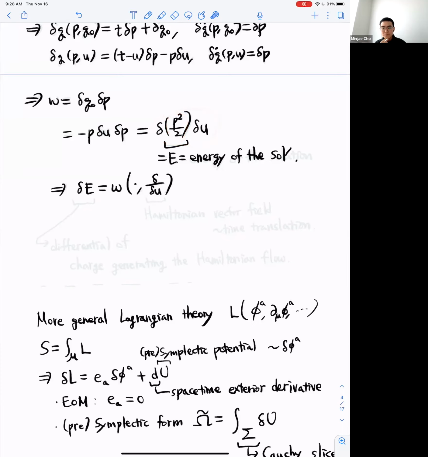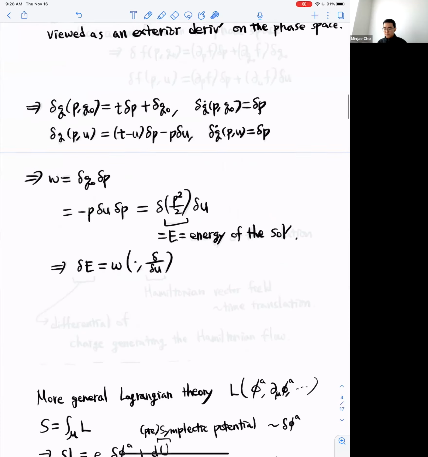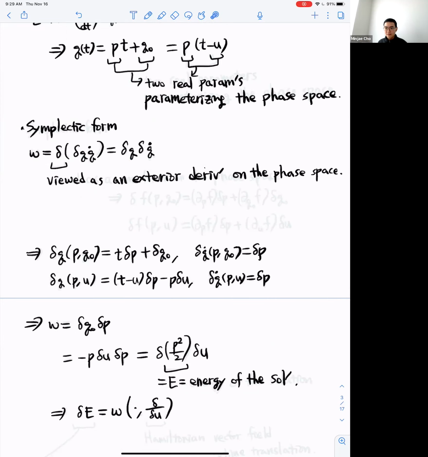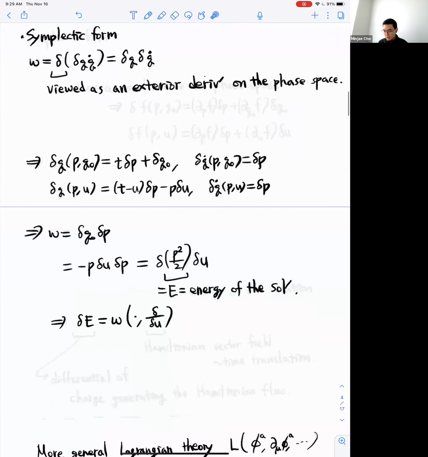Is everything clear? Okay, this is the simplest example of free particle, but it is non-trivial enough to serve as a good introduction to symplectic form and covariant phase space. One thing I forgot to say is that once you write out this symplectic form, you see that it's no longer dependent on the time t. And for that reason, it is also independent of how you choose the initial time.